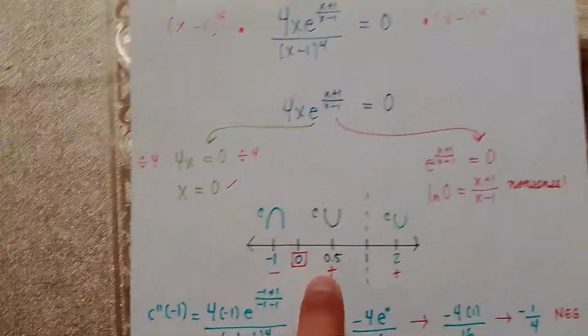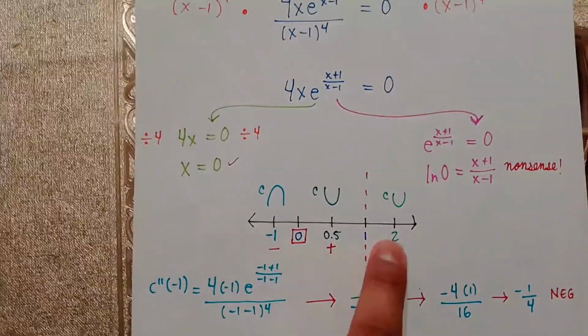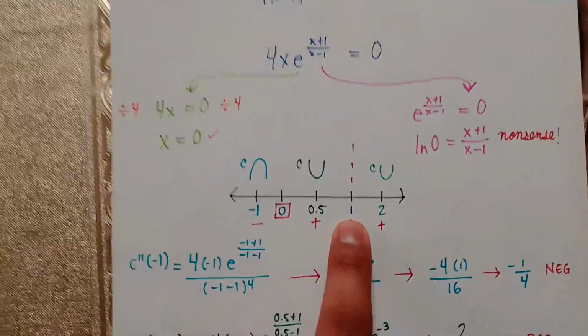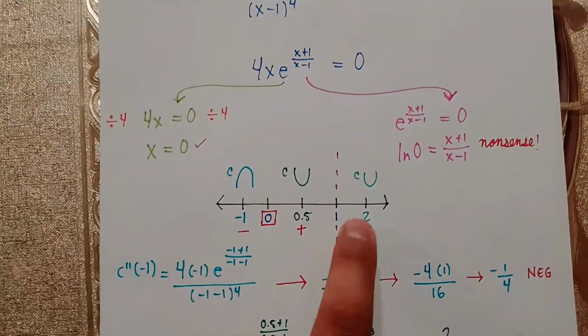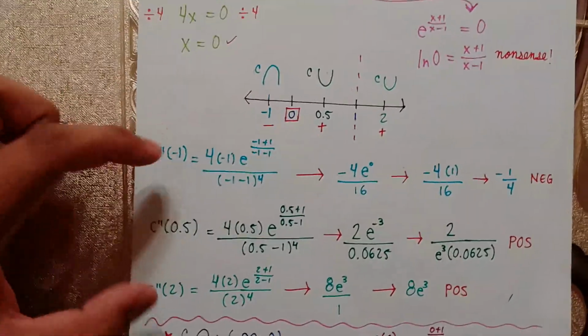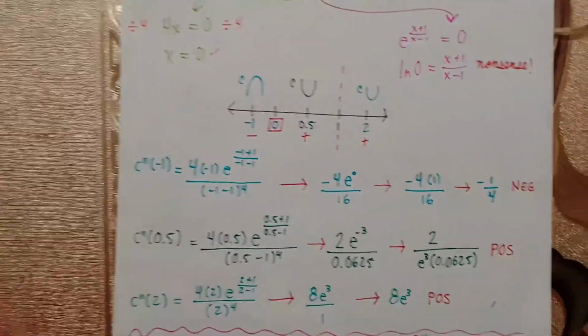So we have our 0 here. We're trying to plug it into a line summary. And what I also did is plug in the 1 from the vertical asymptote, just in case there's a change in behavior right here, concavity wise. We plug in those values and test them with the second derivative.